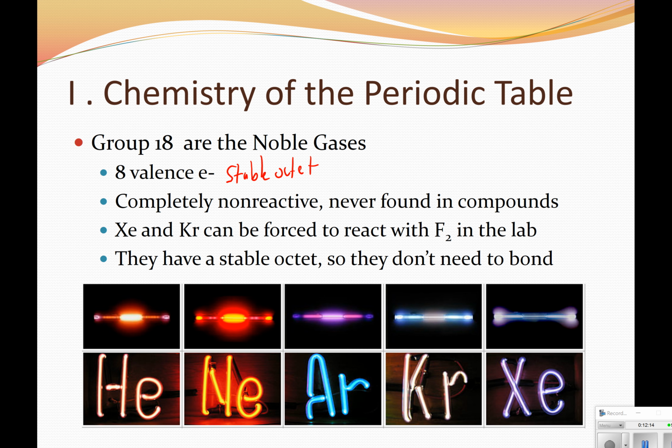Xenon and krypton can be forced to react with fluorine in the lab, but they are not naturally reactive. They have the stable octet. They don't want to bond. They're not looking to exchange electrons with any other element. There's also another unique property of the noble gases that we'll get to shortly.